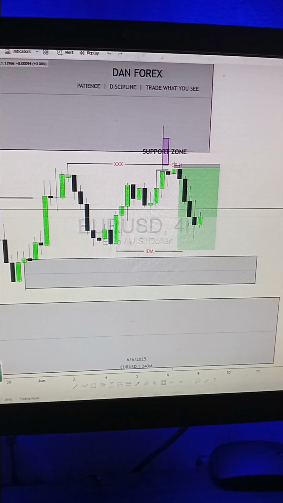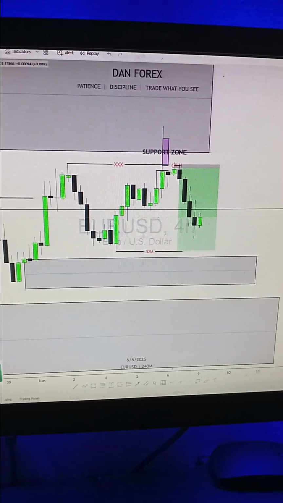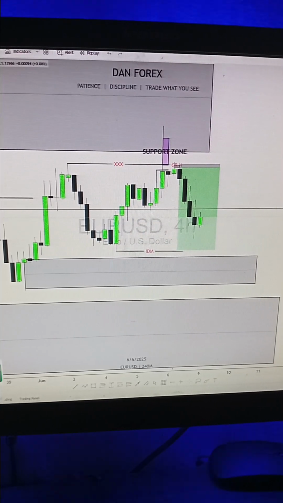So you've seen how you can move from a higher time frame to a lower time frame to spot an entry. All right, so that's how we traded EURUSD on Friday yesterday, and also during the NFP.